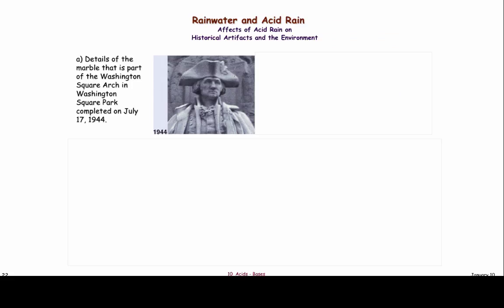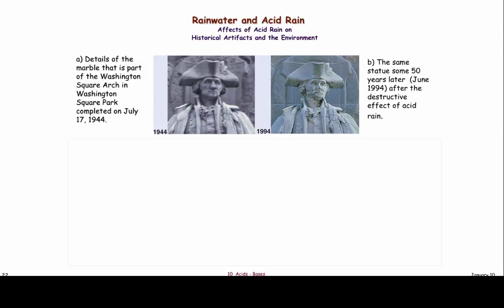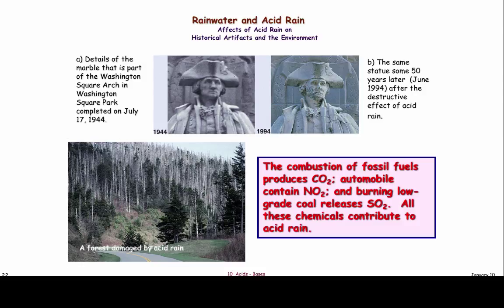Here's an example of a George Washington statue made out of marble back in 1944. Over a 50-year period, George Washington looks like he has leprosy. But really what happened was that he was exposed to acid rain. In fact, whole forests can die out because of acid rain.